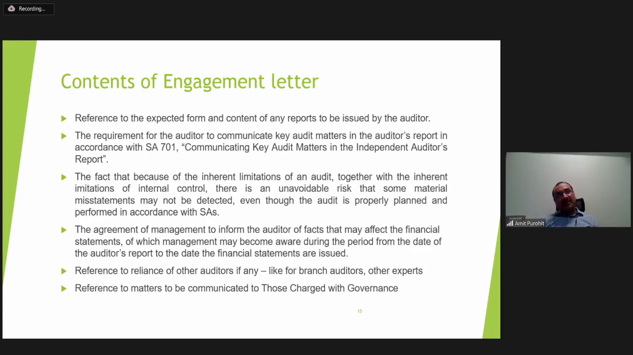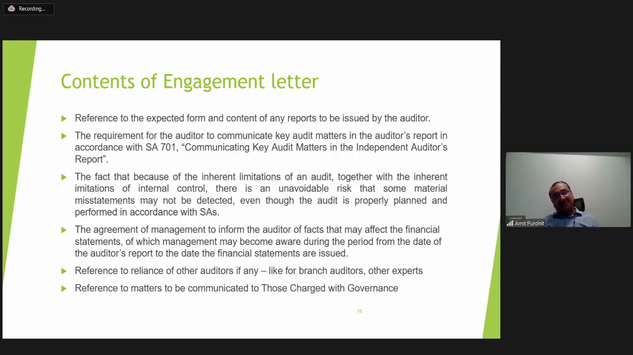Then a reference to the expected form and content of any report to be issued by the auditor. The requirement for the auditor to communicate key audit matters in the auditor's report in accordance with SA 701, communicating key audit matters. So if there is a listed entity, the auditor is required to give the KAMs, but this has to be clearly mentioned in the audit engagement letter that the auditors will be giving the key audit matters in their audit report.